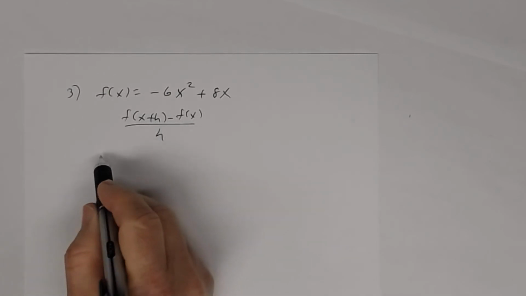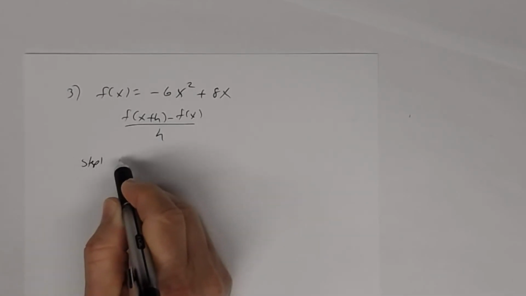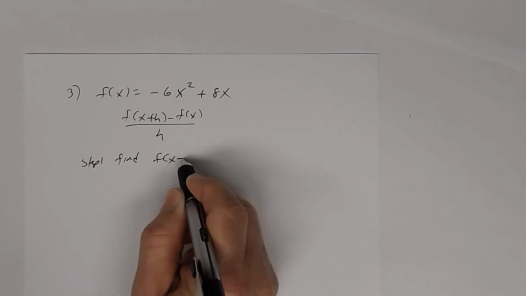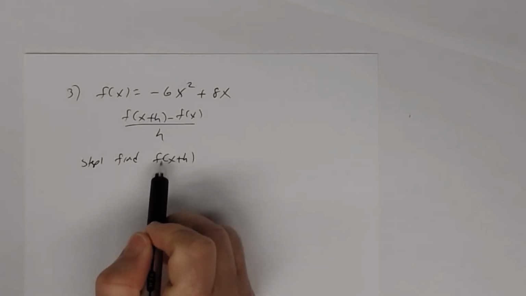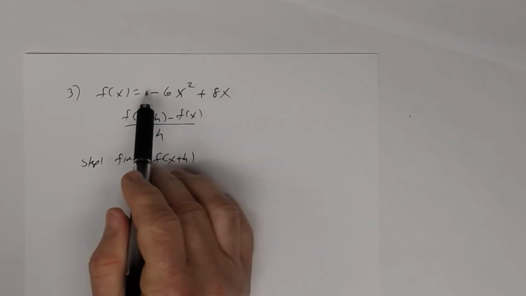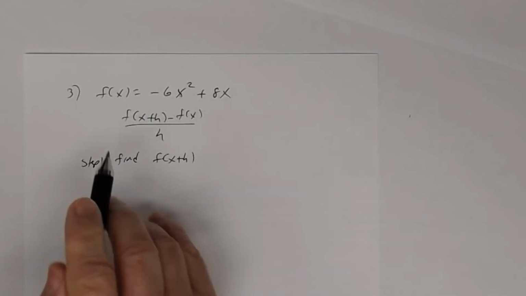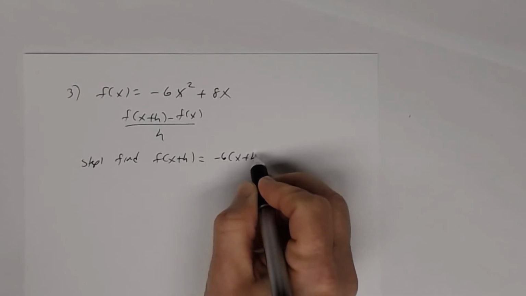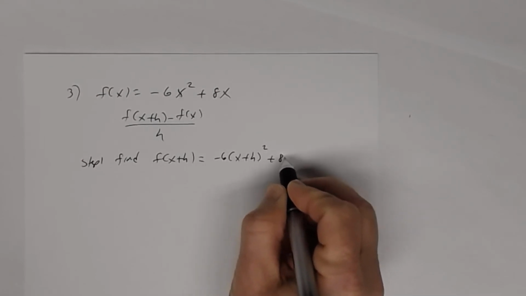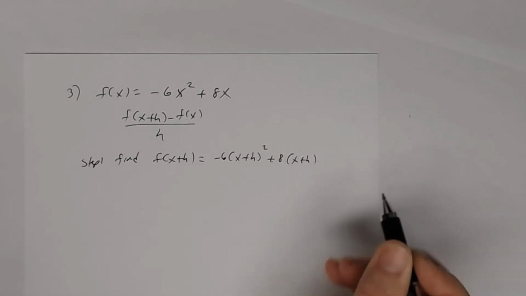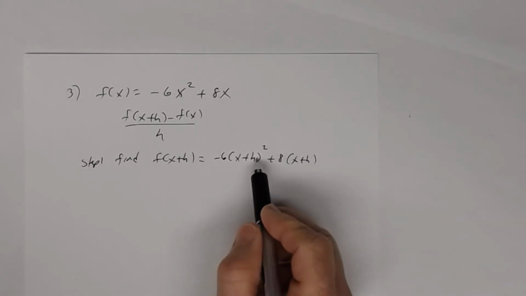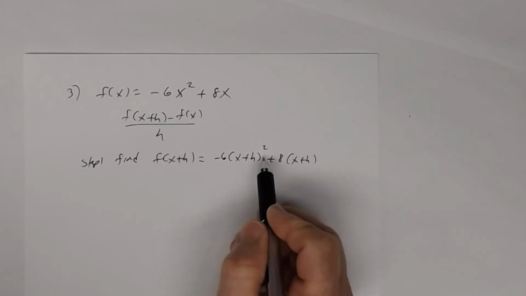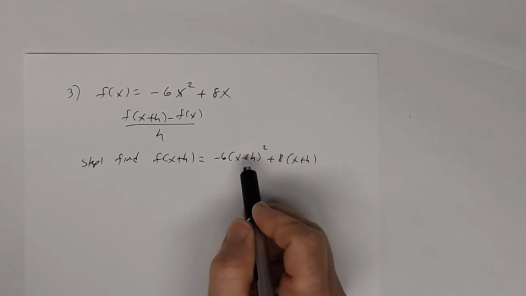So step 1, let's find the first part, f of x plus h. I go to my function, and where we see the variable x, I substitute x plus h. So I get negative 6 times x plus h squared plus 8 times x plus h. Let's get rid of that parentheses. Remember, you have to square first before you multiply by negative 6. Be careful, order of operations.